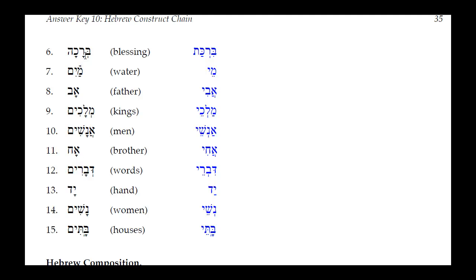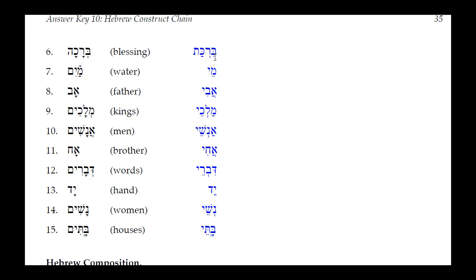But because of the rules of shava, you can't have two contiguous shavas, one under the first letter, one under the second letter. The first shava here in beracha will lengthen to a hirik, and its qamets will reduce to a shava. Thus, you will have birkat in here. So this becomes a non-vocal shava.